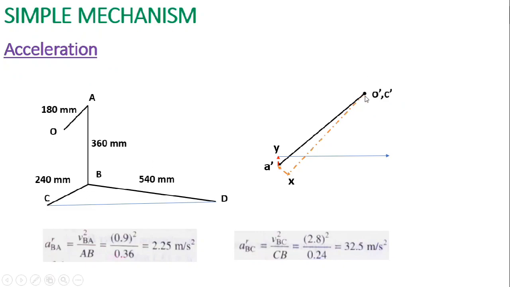So from point C dash you draw this vector over here. So this acceleration vector represents ABC radial.